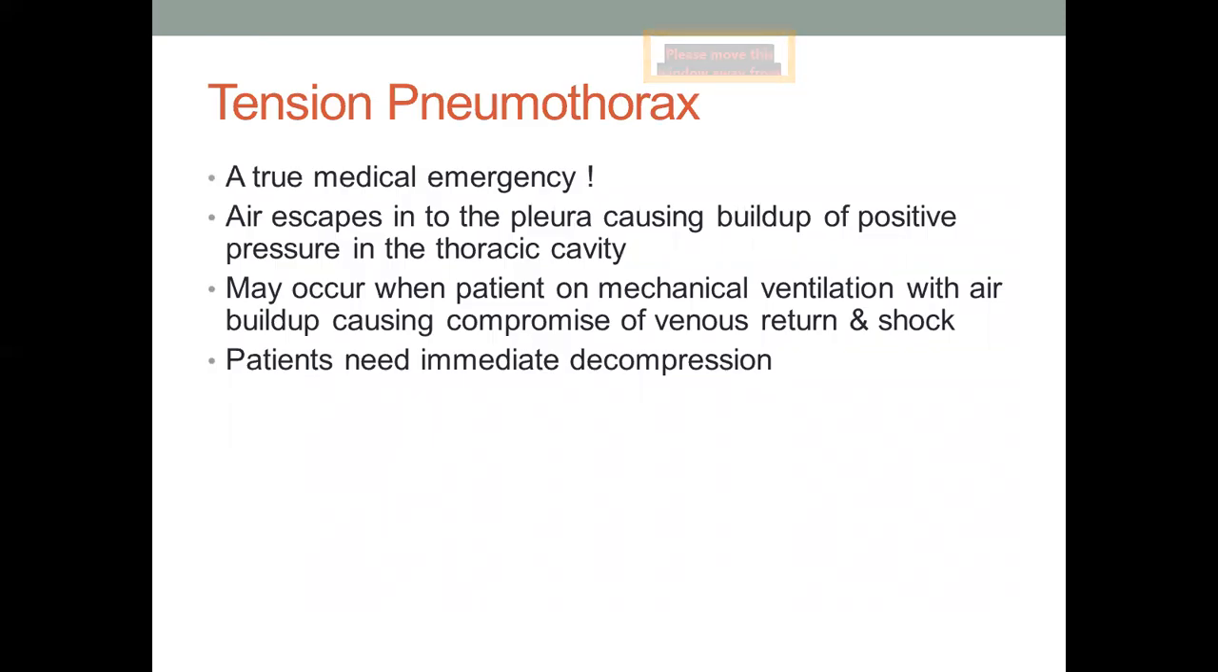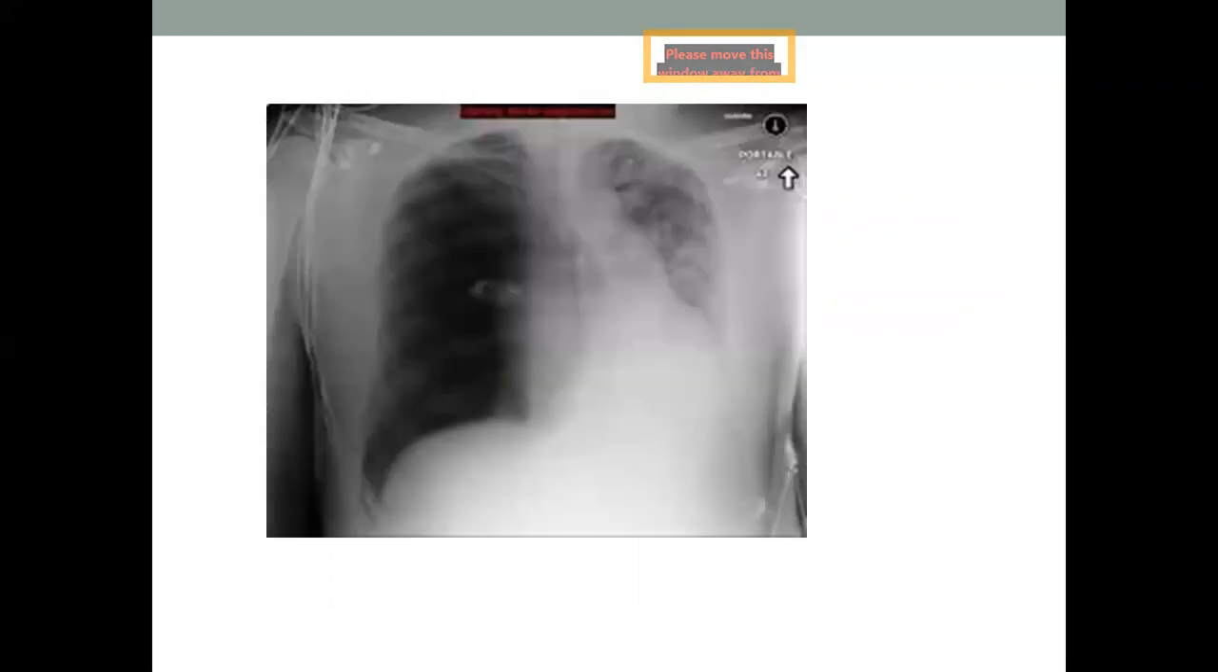Now we will discuss tension pneumothorax, and it is a true medical emergency. When air escapes into the pleura, it causes a buildup of positive pressure in the thoracic cavity. It may occur when the patient is on mechanical ventilation with air buildup, causing compromise of venous return and shock, and the patient needs immediate decompression. This is the X-ray of tension pneumothorax.